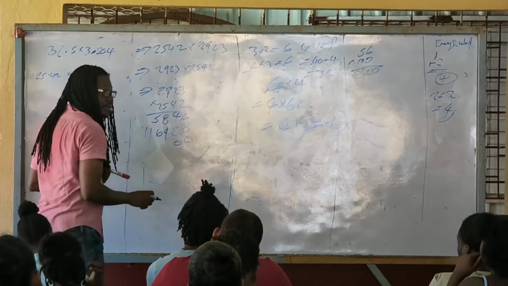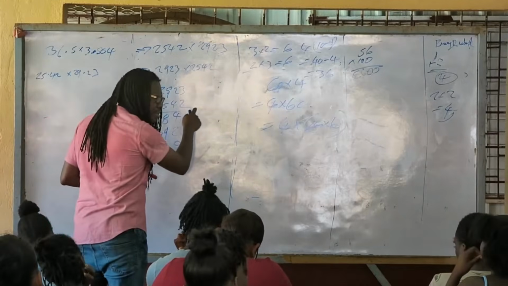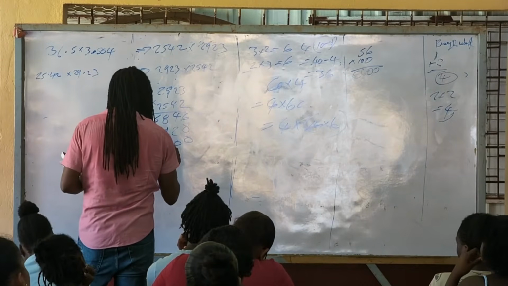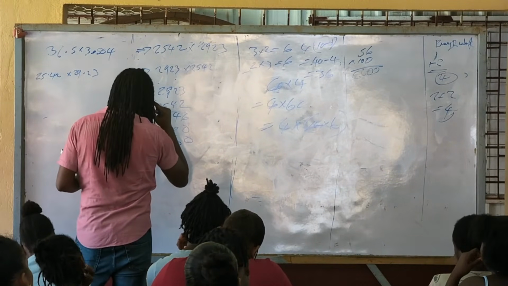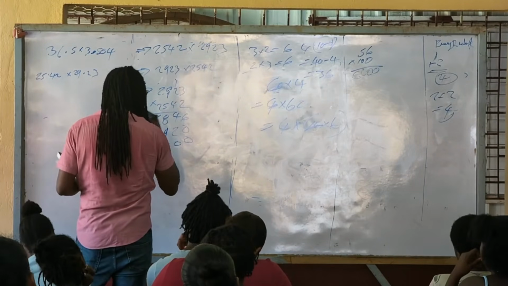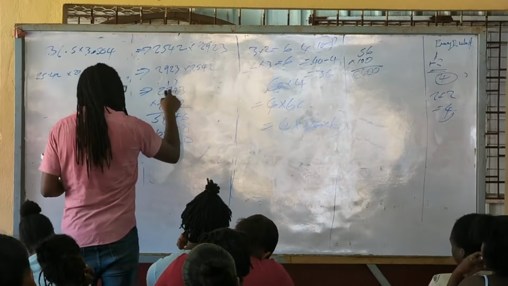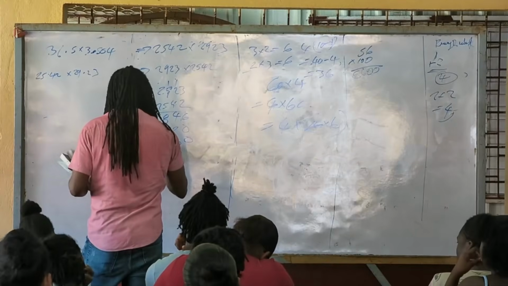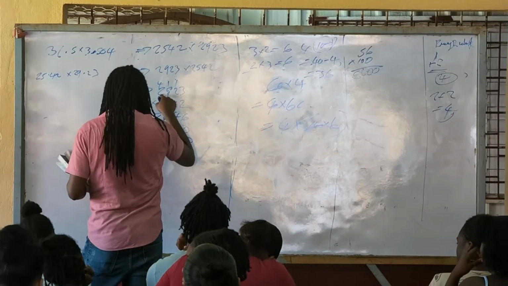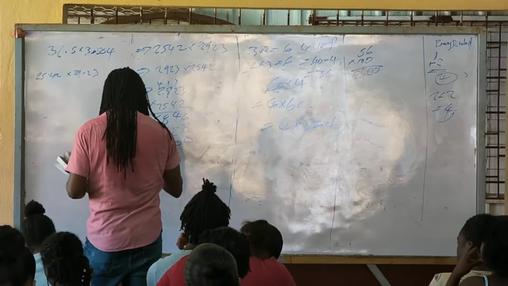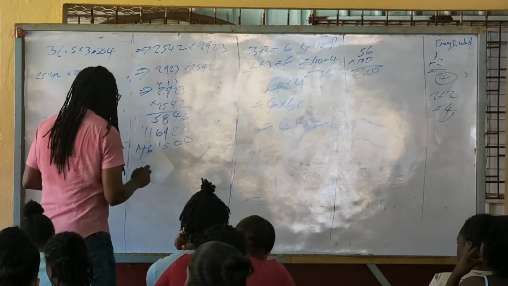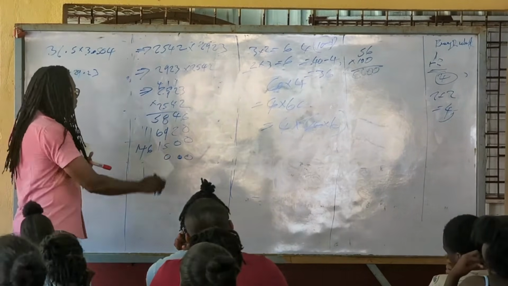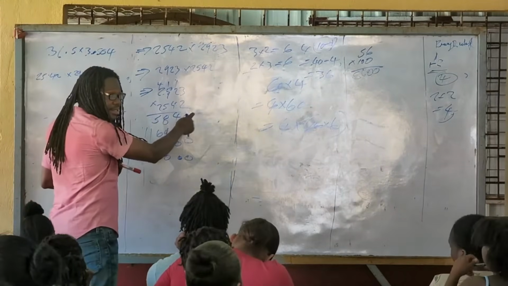Add 2 zeros. Why? Because this is 500. Ready? 5 threes. 5 twos. And 1. 5 nines. 5 nines are 45. And 1. 5 twos. And 4. Add 3 zeros. Why did we add 3 zeros? Because this is 2,000. You see that? Everybody see that?